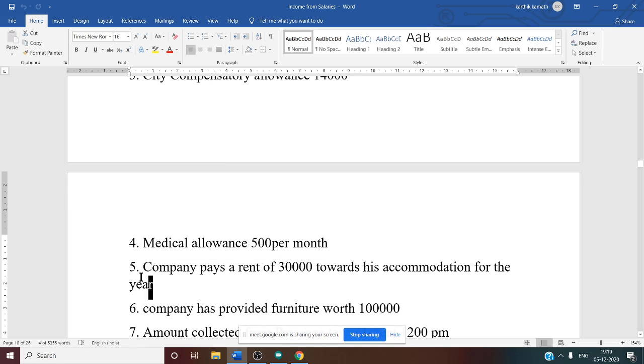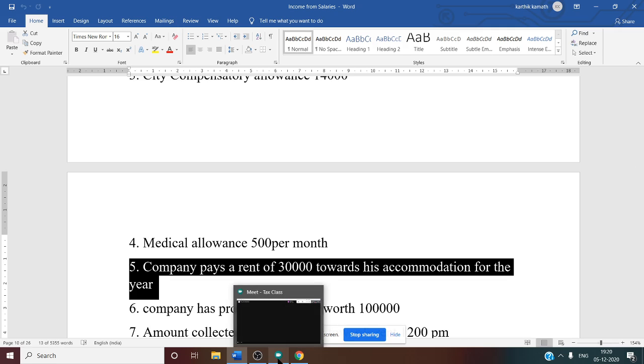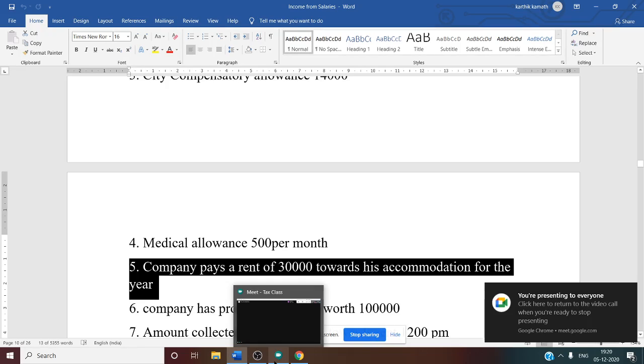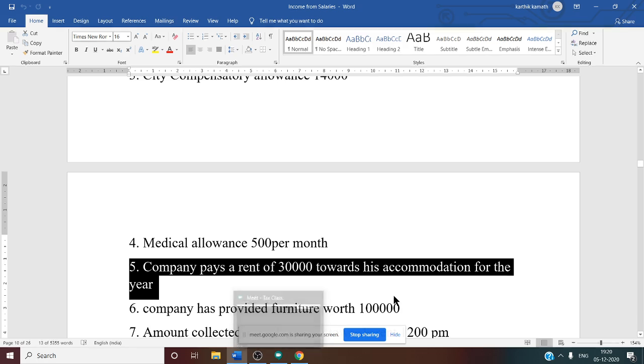Then the company pays a rent of 30,000 towards his accommodation for the year. By seeing this point, can you tell me whether the house is owned by the employer? Fifth point. Tell me now. Yes, the company pays rent. So this is the case of a house not owned by the employer.